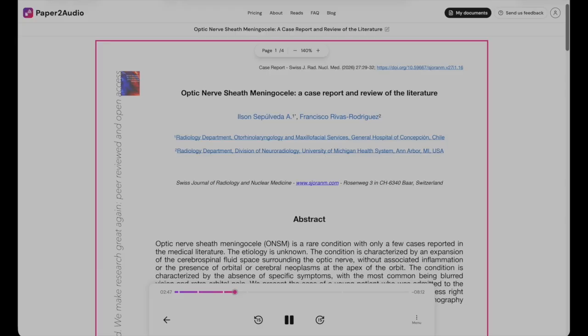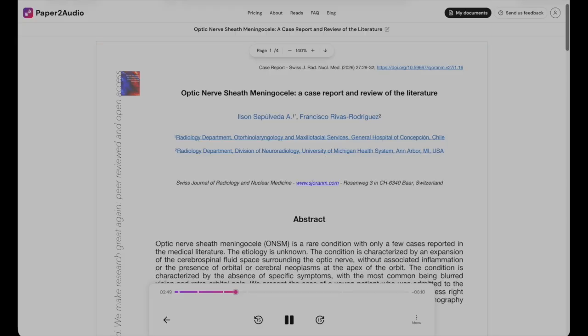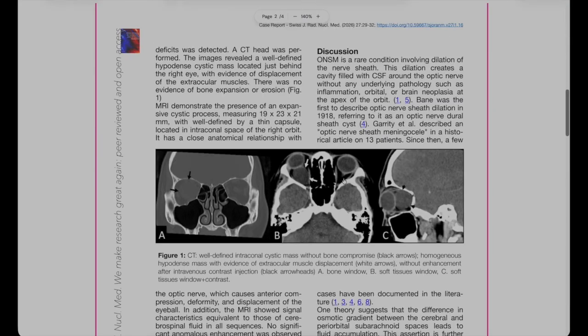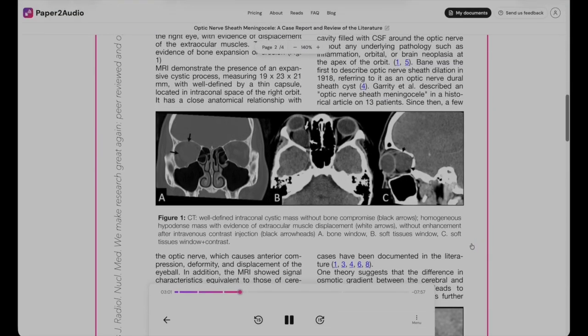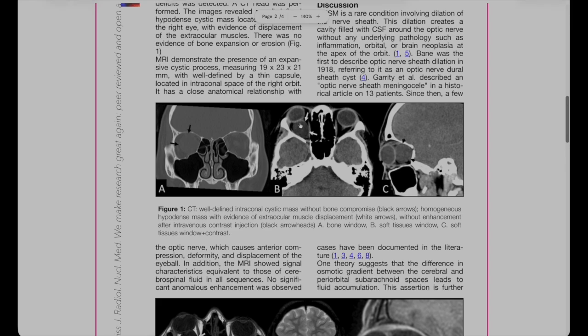Fig. 1. Figure 1 summary. The figure shows CT images of the head. The images depict a well-defined intraconal cystic mass. The mass does not show bone compromise, but does show displacement of the extraocular muscles. The mass is hypodense and homogeneous. There is no enhancement after intravenous contrast injection.